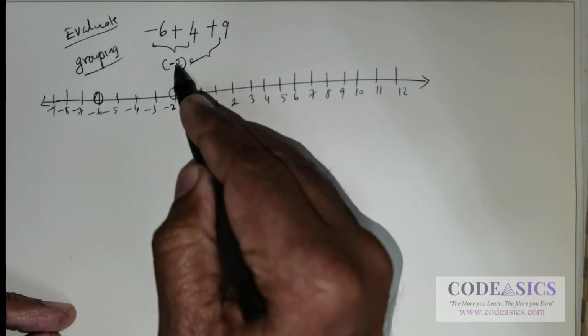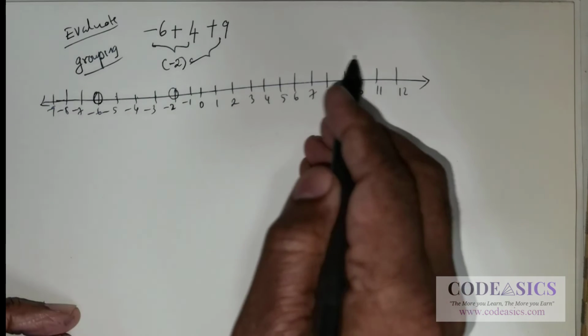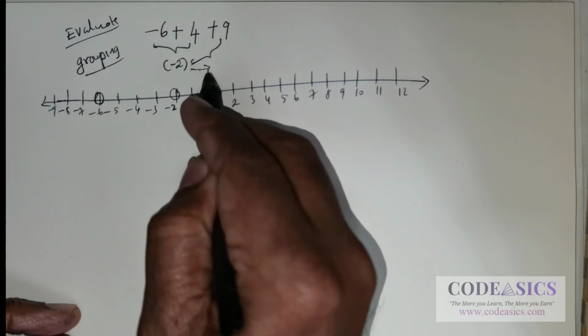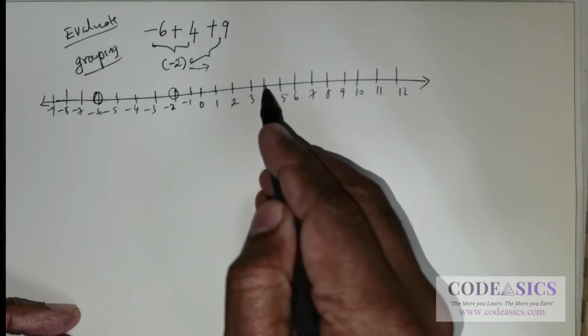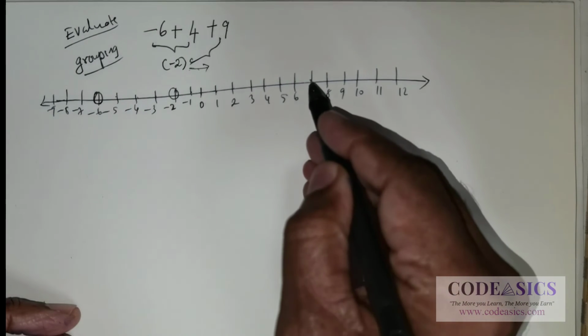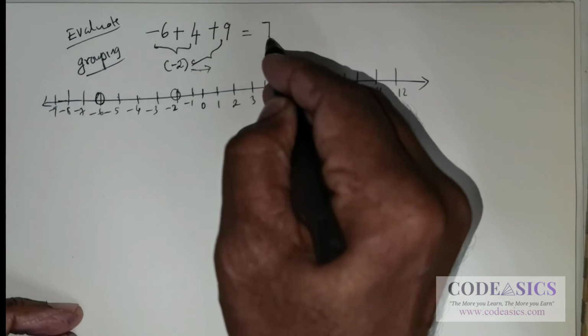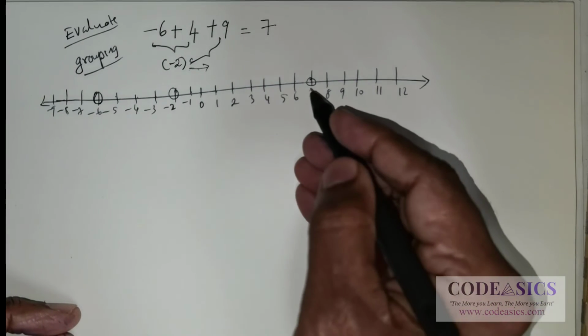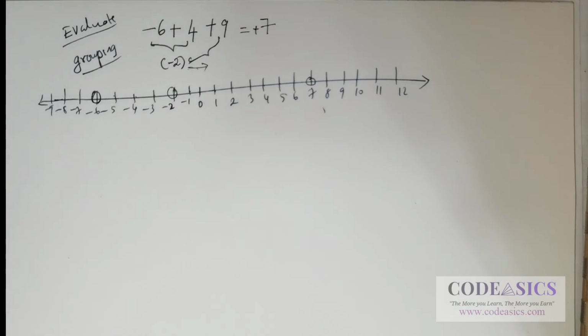Now from negative 2 we have to add positive 9. So we are moving towards the right side. Count 9 units: 1, 2, 3, 4, 5, 6, 7, 8, 9. So we got 7. So the solution for this is 7. And is it positive 7? Yes, it's positive 7. So that's the solution. So this is a simple way, using the number line, we can obtain the solution.